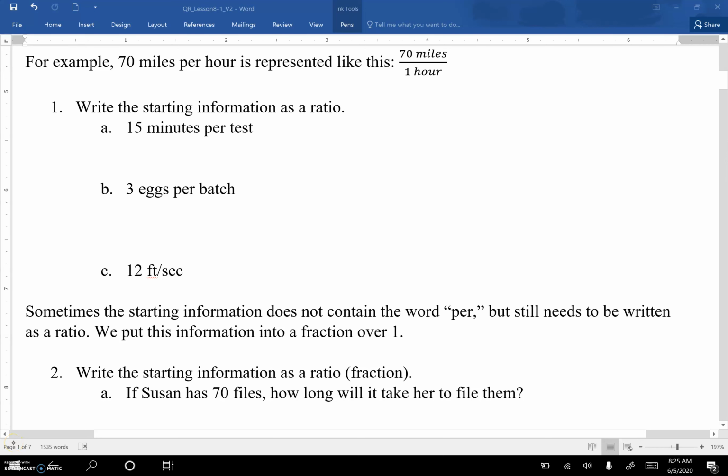Let's take a look at these problems from 8.1 dimensional analysis. So write the starting information as a ratio. These are really straightforward. So ratio means fraction, and up here we have the example 70 miles per hour is represented by 70 miles over 1 hour. So 15 minutes per test is just going to be 15 minutes over 1 test.